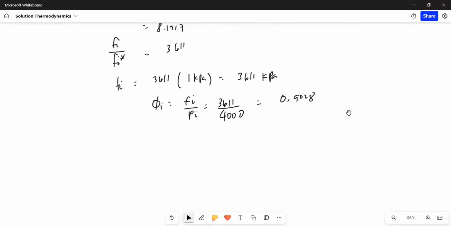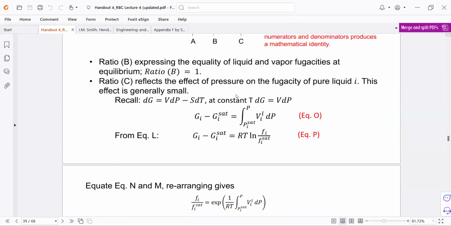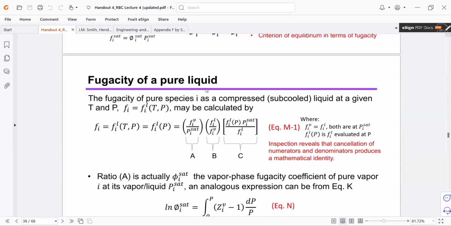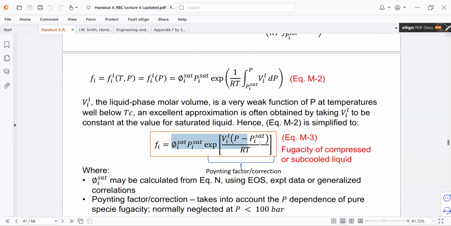Okay, so how can we calculate the fugacity and phi at the liquid phase? Let me go back to our slide. Last lecture, we derived this equation, the fugacity of a pure liquid. This is our final equation, and we're going to use it at the pressure 10,000 kilopascal. Let us rewrite that on our whiteboard.